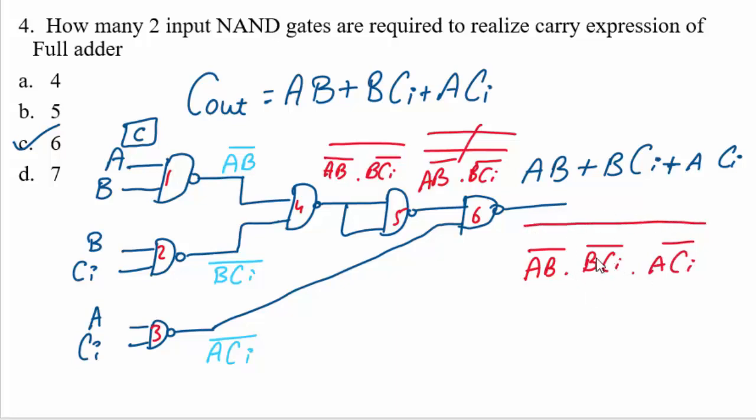With the help of De Morgan's law, we know that x into y the whole bar equals x bar plus y bar. It is applicable for n variables also. So what you will be getting is AB double bar plus B carry input double bar plus A carry input double bar, which is AB plus BC plus AC. So the corresponding option, option C, is correct.